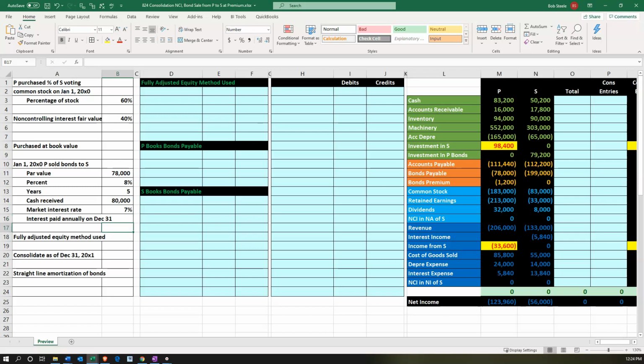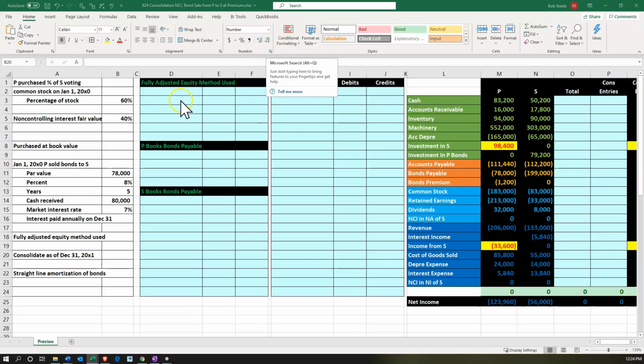The fully adjusted equity method is going to be used by P to account for S. The consolidation we're taking a look at is 20X1. Notice the purchase took place on January 1st, 20X0, so now we're talking about 2 years later, X0 and X1. We're going to use straight-line amortization of the bonds. We'll use the straight-line method to amortize the premium on the bonds, and that'll simplify things.